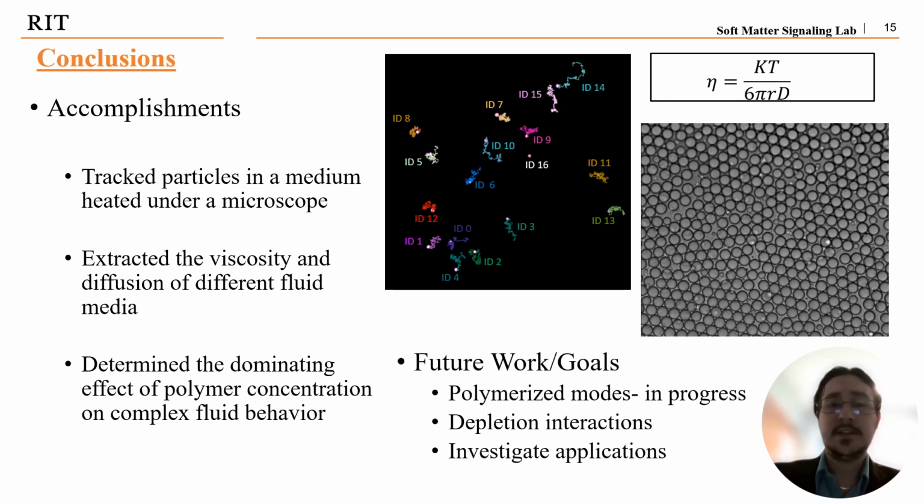Looking ahead, there's still much more work to be done. We have started to explore polymerized modes of droplets. So, our colloids are capable of undergoing a polymerization reaction to change their morphology, which could influence the behavior of the medium. We can also look into depletion interactions, so how the attractive forces influence the droplets when they get close to each other. Finally, we can investigate applications. Now, this complex fluid exhibits a thickening effect, where its viscosity increases with temperature. This could be very helpful for heating devices to have a much better temperature control.